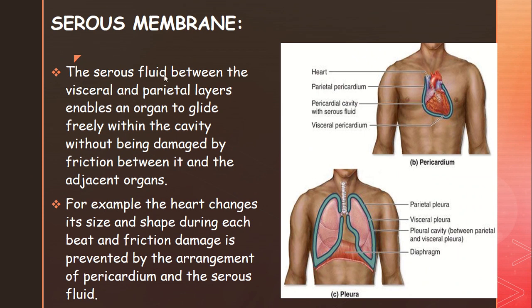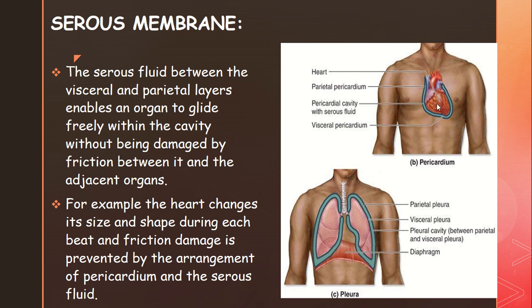So in a serous membrane, the serous fluid between the visceral and the parietal layers enables an organ to glide freely within the cavity without being damaged by friction between it and adjacent organs. When two organs rub against each other, some friction is produced, but this is mainly reduced by the serous fluid, which reduces the damage produced by this friction. For example, the heart changes its size and shape during each beat, and friction damage is prevented by the arrangement of the pericardium and the serous fluid.